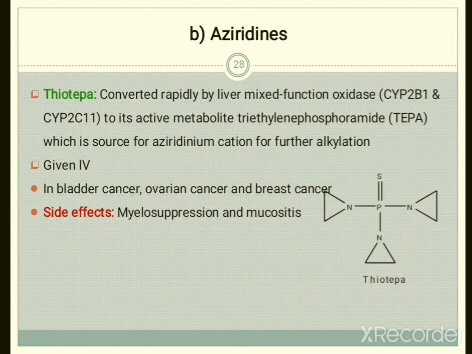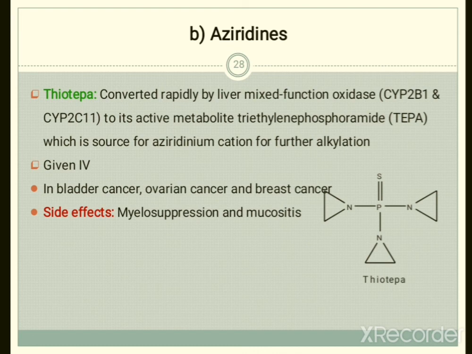Thiotepa is converted to its active metabolite. The active metabolite is triethylene phosphoramide, in short TEPA, which is a source of aziridinium cation for further alkylation. So what will happen? Thiotepa is rapidly converted into its active metabolite through liver mixed function oxidase enzymes, and this active metabolite, TEPA, is the source of aziridinium ion for the further alkylation process.